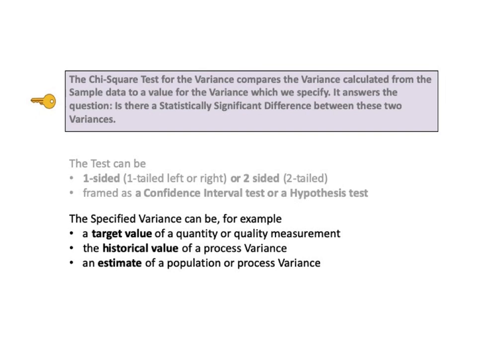The specified variance is a number that we specify. It can be, for example, a target value of a quantity or quality measurement, a historical value of a population or process variance, or an estimate of a population or process variance.